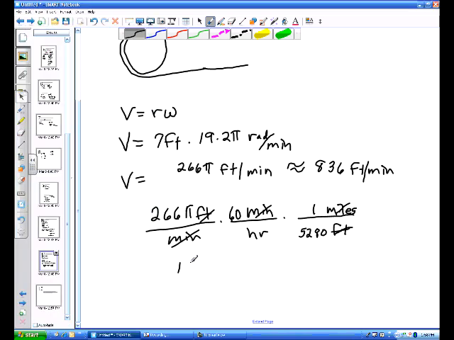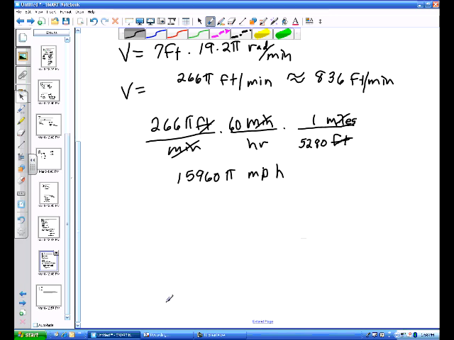So that would be 15,960 pi miles per hour. That's an abbreviation we often use for that, miles per hour. But again, that doesn't make a lot of sense to us. So, divided by 5,280. I didn't do that, did I?